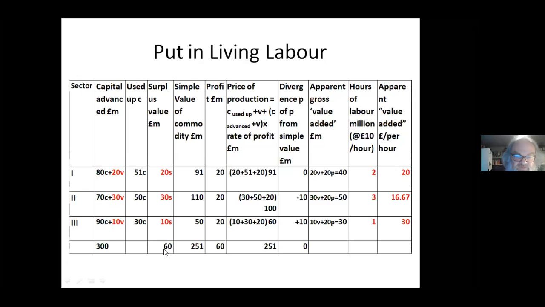The total surplus value is 60, the total capital invested is 300, sorry I said 30, I should have said 300, therefore the average rate of profit is 60 over 300, which is 20%, okay? So if you allocate the profit pro rata to the capital advanced in each of these sectors, you get a 20% rate of profit and a profit per sector of 20. Now then, let us suppose that with this 20V, we can buy labour power at the rate of £10 an hour.